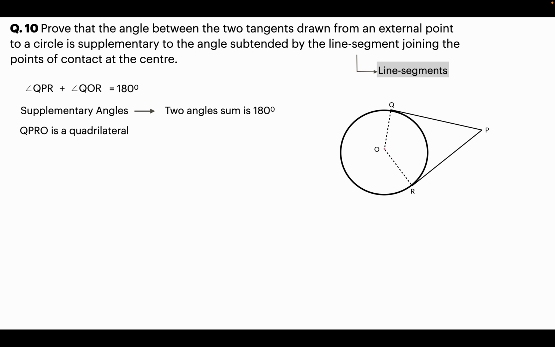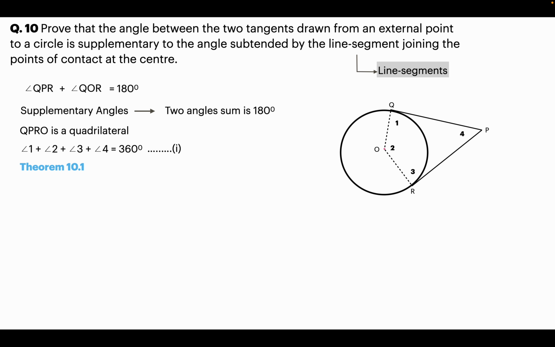Now we know that QPRO is a quadrilateral, and first let's say the interior angles of this quadrilateral are angle 1, 2, 3 and 4, and the sum of these interior angles is going to be 360. Let's say this is expression 1.